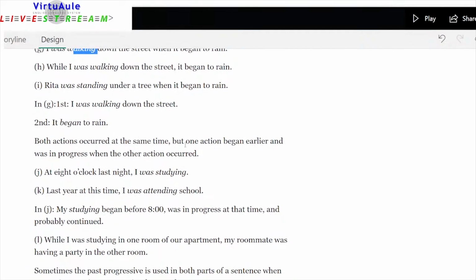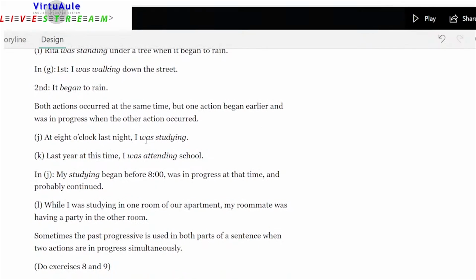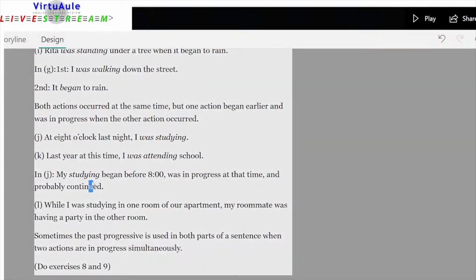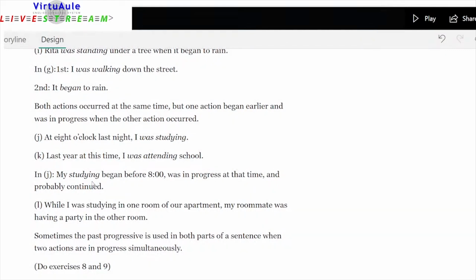Both actions occurred at the same time, but one action occurred earlier and was in progress when the other action occurred. At 8 o'clock last night, I was studying. Last year at this time, I was attending school. In J, my studying began at 8 o'clock. It was in progress at that time and probably continued. L, while I was studying in one room of our apartment, my roommate was having a party in the other room. Sometimes the past progressive is used in both parts of a sentence when two actions are in progress simultaneously. While I was studying, my roommate was having a party.